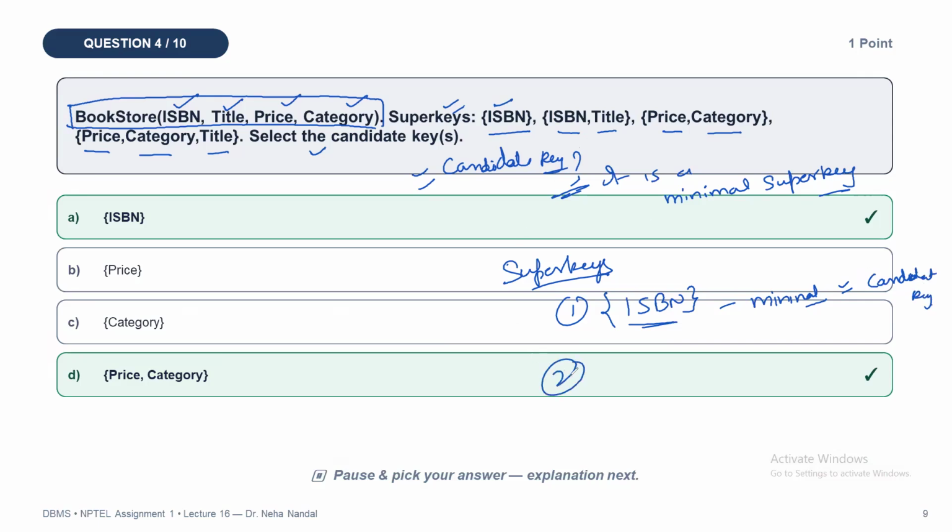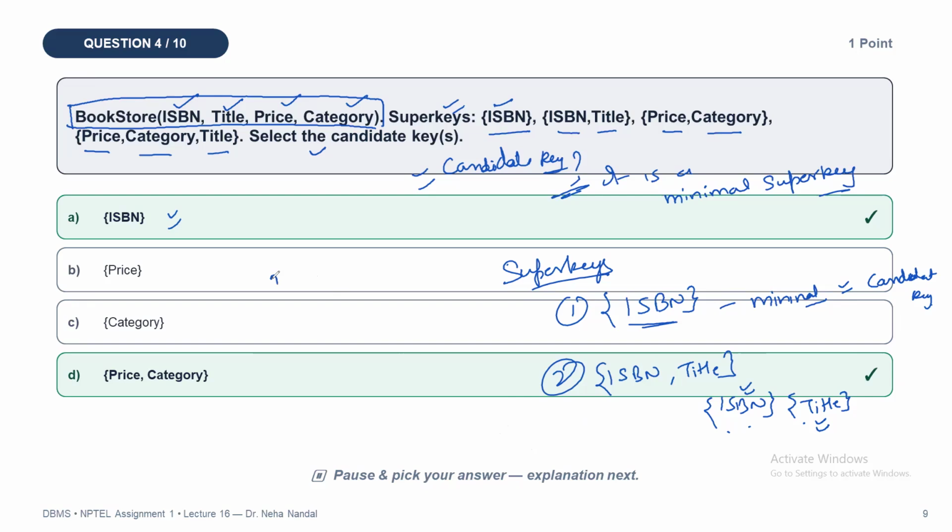Now let's take the second one: ISBN and title. What will be the minimal one out of them? We can divide it further into ISBN and title, and those will be the minimal ones. ISBN is already there in the options and we have already chosen it as a candidate key. Title can also become a candidate key, but it is not given in the options, so that cannot be our answer for this question. But yes, title can be a candidate key because it is a minimal form of the super key.